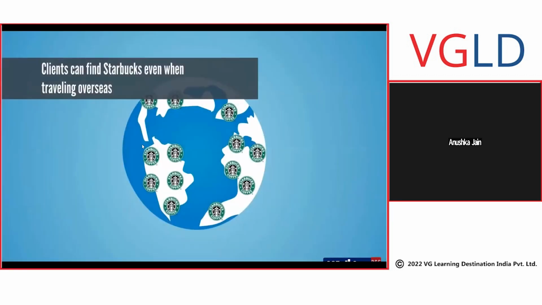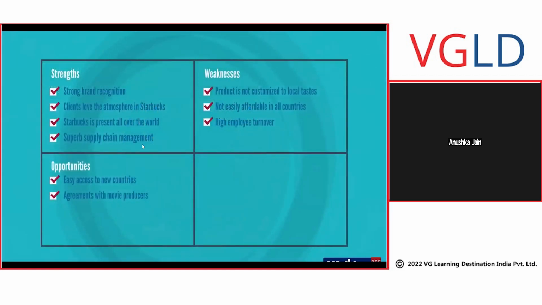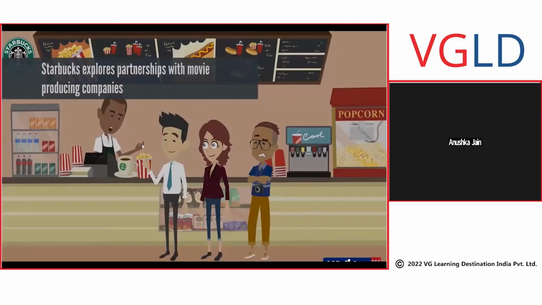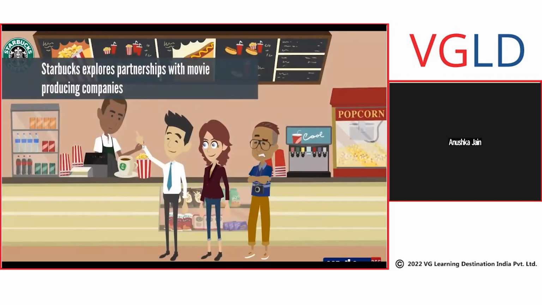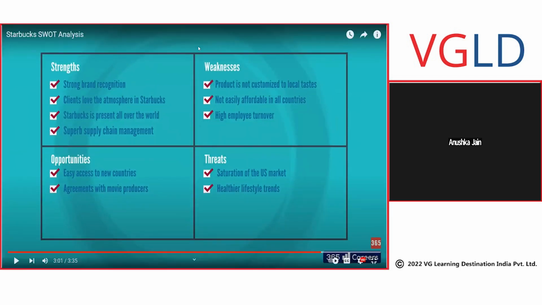Emerging markets can be a great source of growth for the company. Starbucks has also entered agreements within the entertainment industry and partnered with movie-producing companies. That can be a great opportunity for the firm, too. One of the biggest threats for Starbucks is the saturation of the American market, which is where most of its outlets are located. Consumers are increasingly invested in healthier lifestyle, and some substitute products are better positioned to capture the attention of the health-conscious clientele. Okay, we'll stop here. This is what a SWOT analysis looks like.